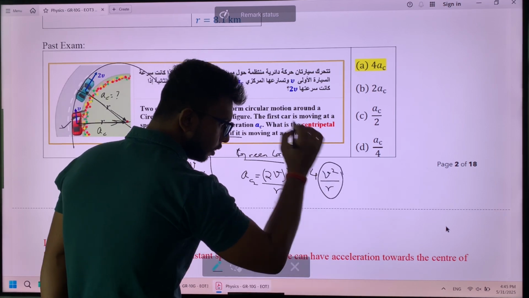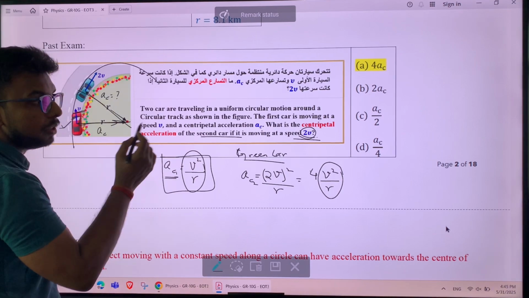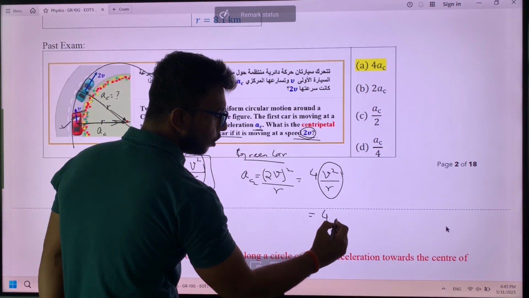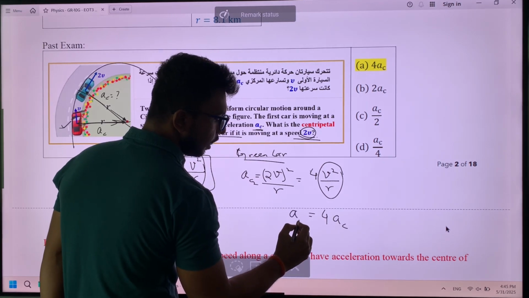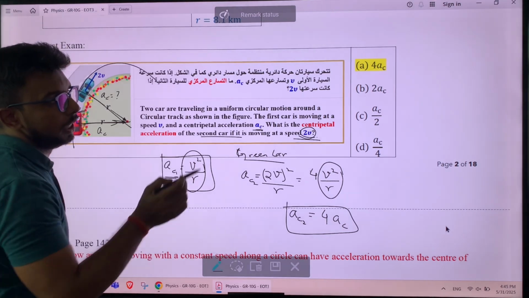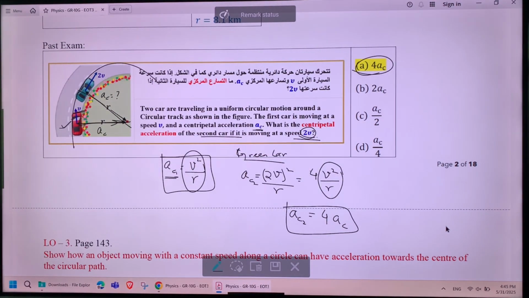Now, all this term, v square by r, is same as this. So this is equal to AC1, that is AC, what they have given. So I can say that 4 times of AC is the acceleration of the new car. Do we have an option? Yes. 4 times of AC. So the acceleration will become 4 times.